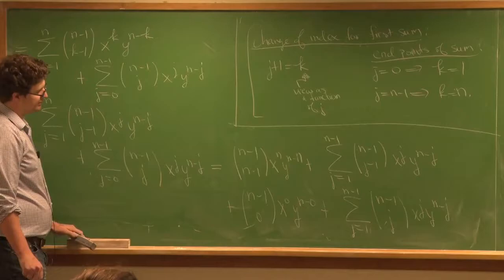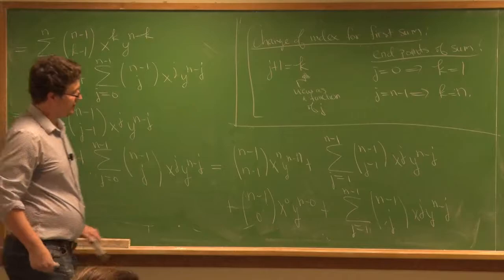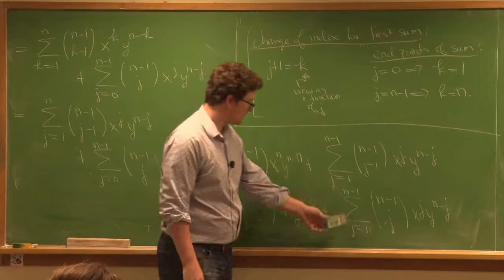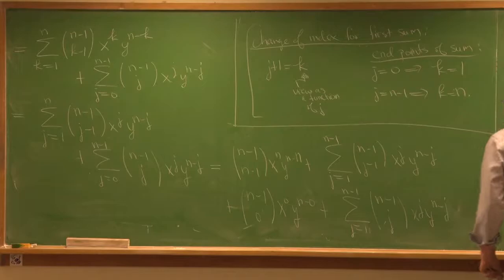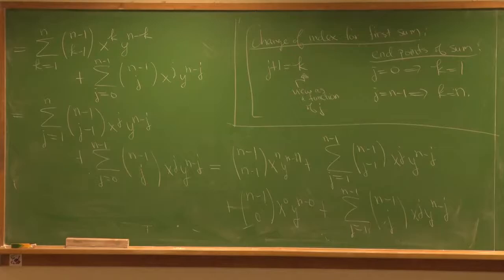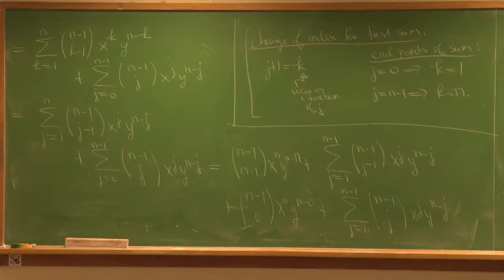So now these two sums have the same bounds, so we can add the insides of them. Let me make sure I have space now. Let me get rid of that. Okay, so this is equal to, so we'll go all the way up here.